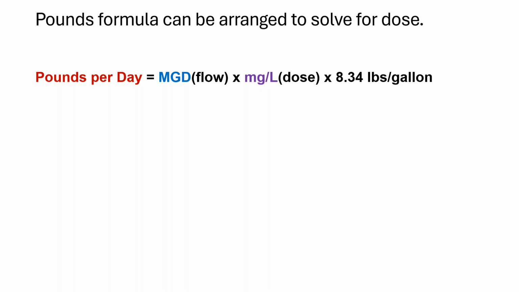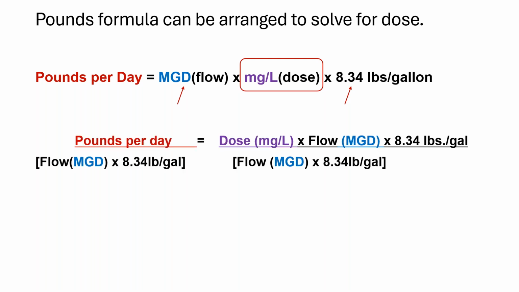Also, the pounds formula can be rearranged to solve for dose, which is very handy. How do we do that? You notice here's the dosage in milligrams per liter. If we wanted to solve for dose, on the right-hand side of that equation, we have MGD and 8.34 there. We want the dose by itself. So how would we get it by itself? Well, we would have to divide out the MGD and 8.34. And a little principle when dealing with formulas: what you do to one side of the formula, you have to do to the other side. So what we would do is divide both sides by the flow and by 8.34. And so we rewrite it like this.